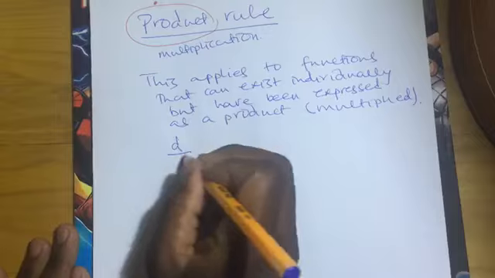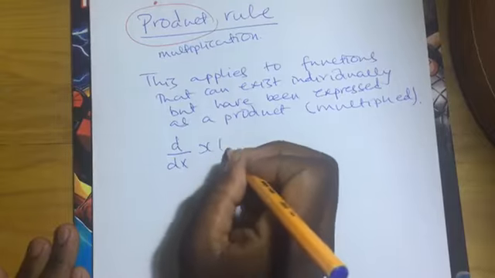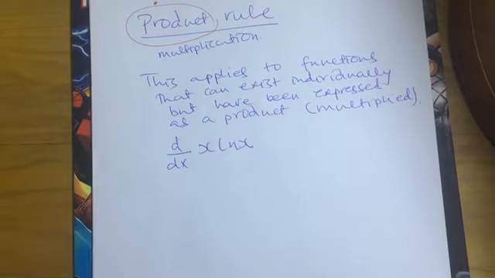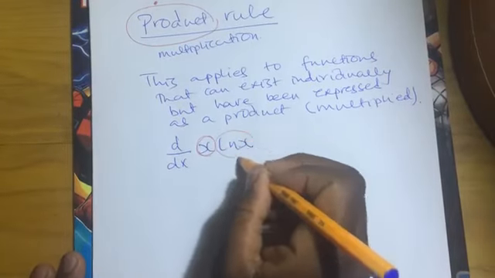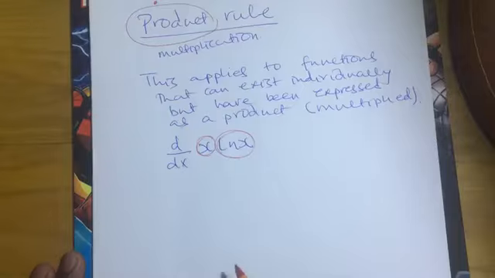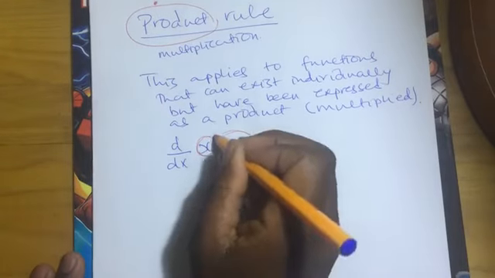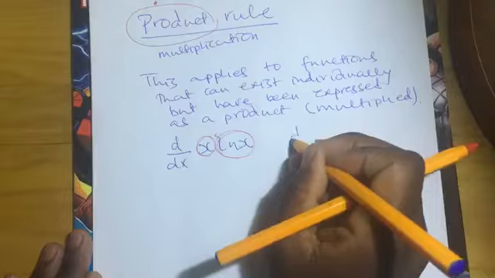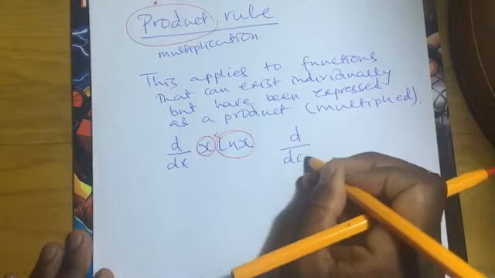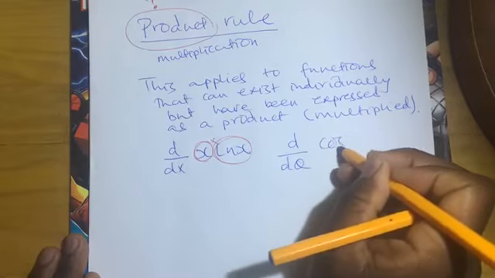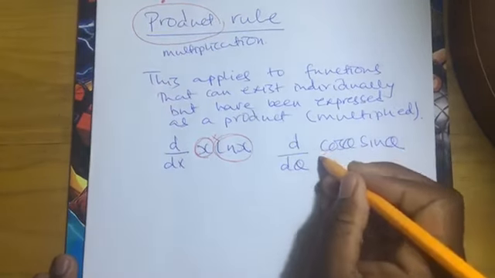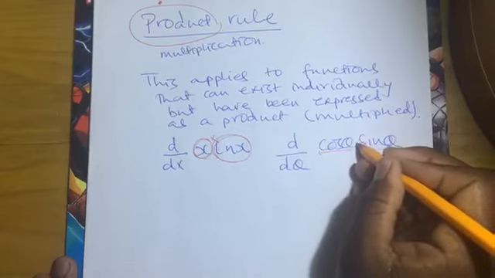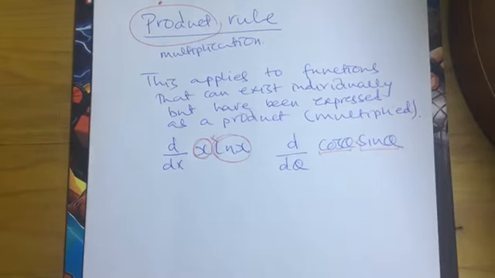E.g., they may ask you to find d dx over x ln x. So x can exist individually, ln x can exist individually, you get? And these two things are multiplying each other. Or d theta of maybe cos theta sine theta, you get? This can exist individually, this can exist individually, but they have multiplied them. So this is where product rule applies.